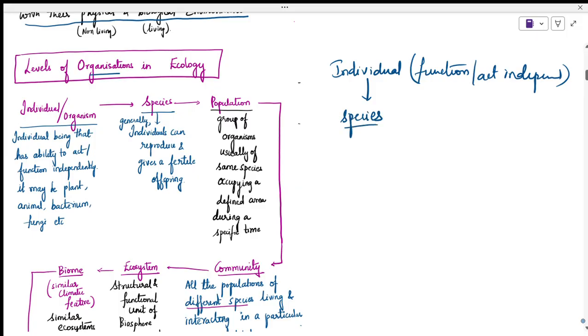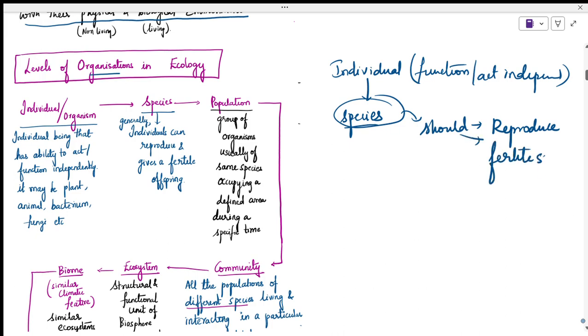Next organization will be species. This species should have a capability to reproduce. They have to give a fertile offspring. Then only they are called species. For example, human species, orangutan species, right? Then population.